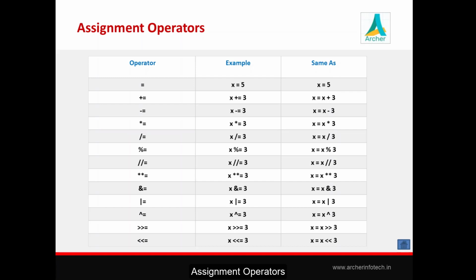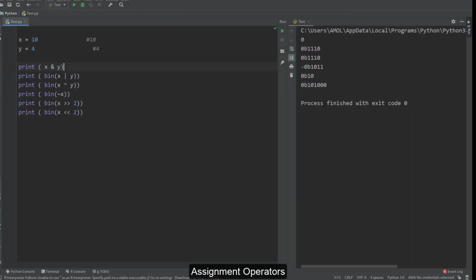Now this is just another way to use this operator. First of all, when you are saying x is equal to 5, value 5 is assigned to x, so this is the assignment operator. Now we have all sorts of shorthand operators like plus equal to, minus equal to, multiply equal to. So it's a shorthand notation. When you say x plus equal to 3, it means that x is equal to x plus 3, x minus equal to 3 means x is equal to x minus 3.